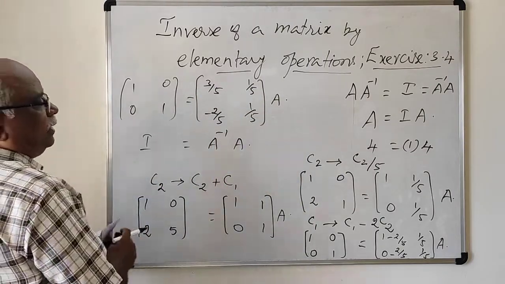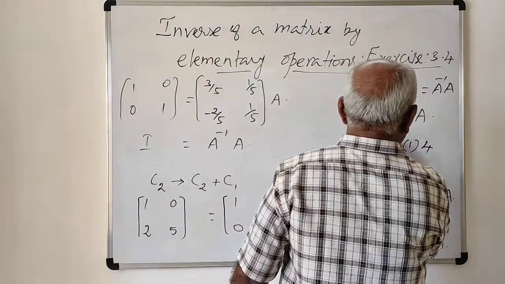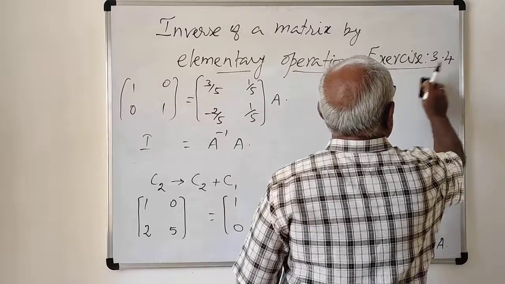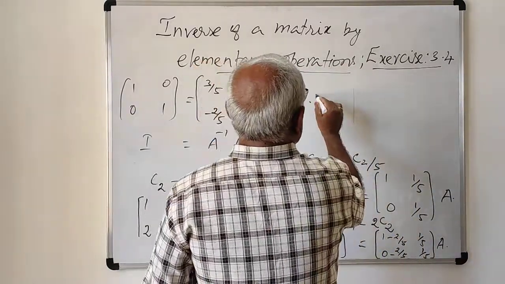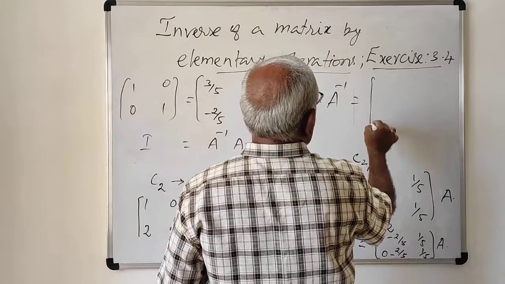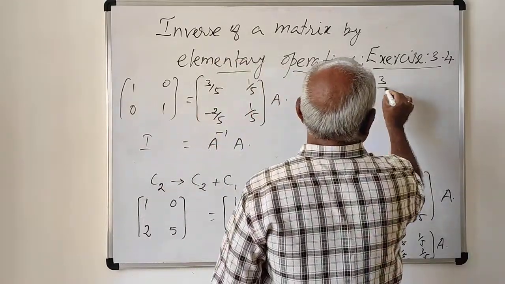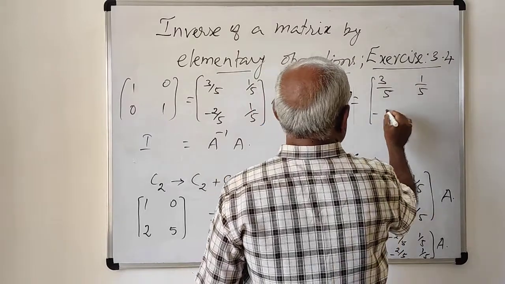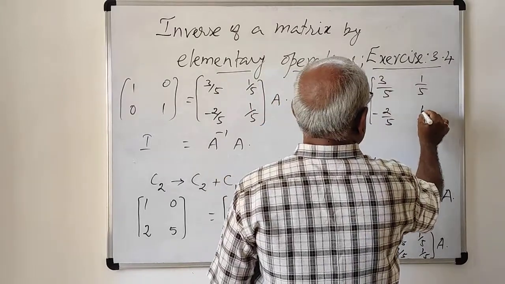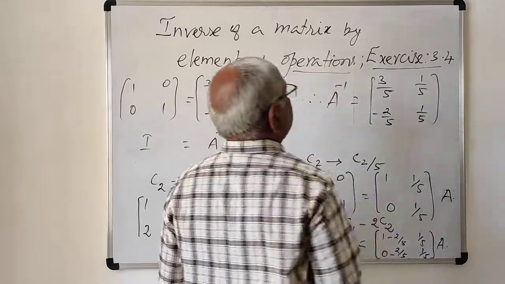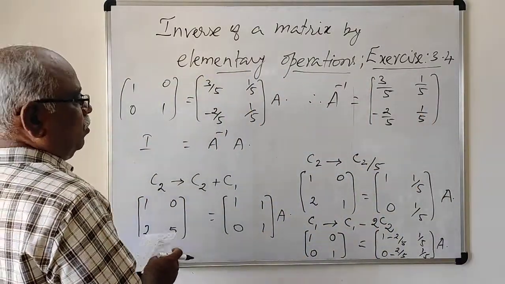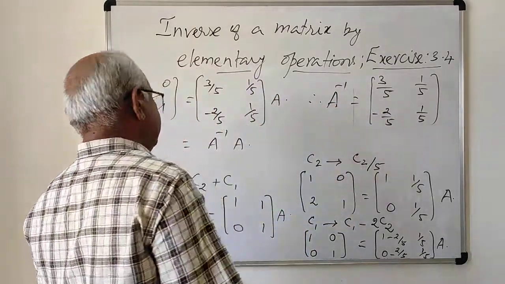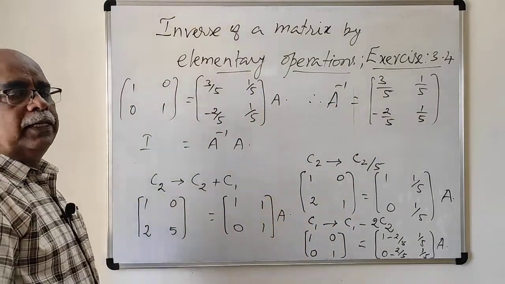Problem over. Therefore, we determined A inverse. A inverse of the given A is 3 by 5, 1 by 5, minus 2 by 5, 1 by 5. That is your answer. This is your A inverse of the given matrix A. That's all about the problem.